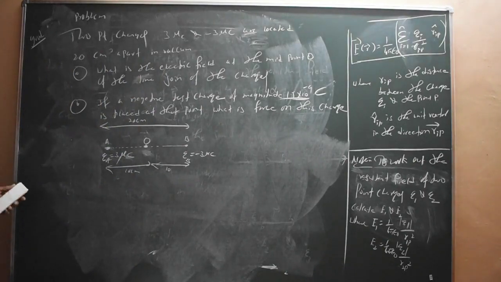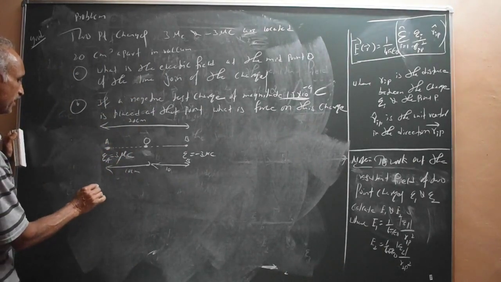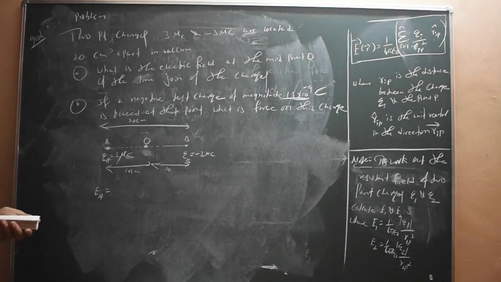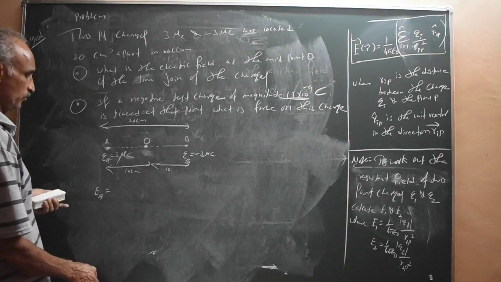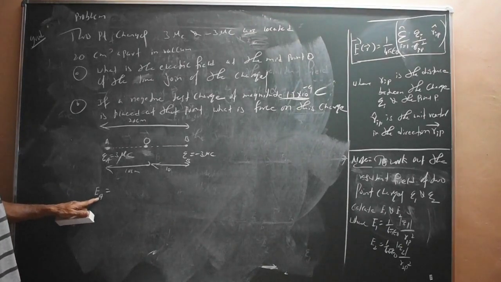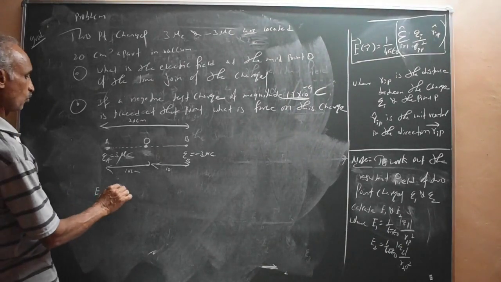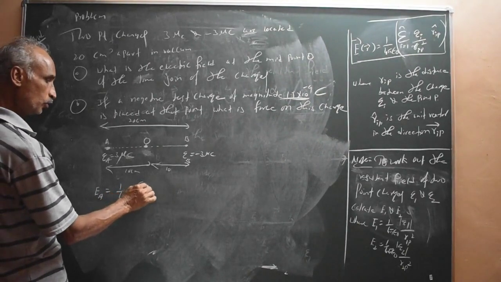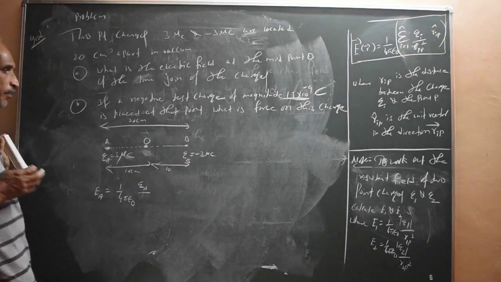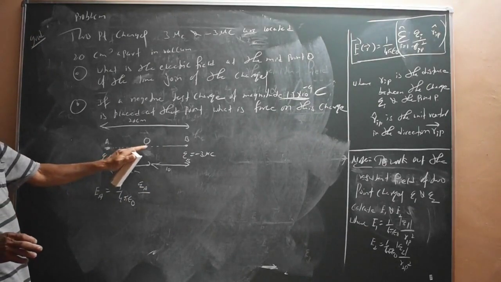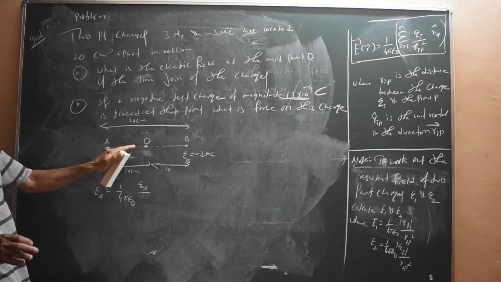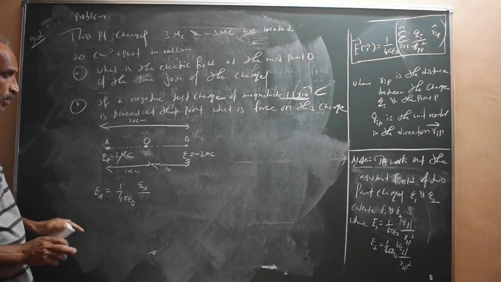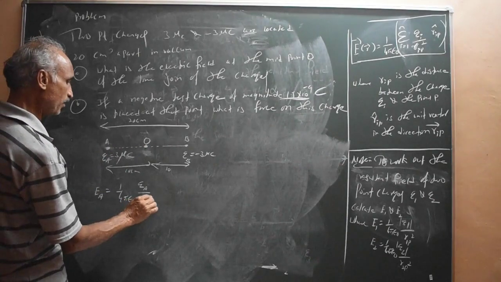Now, let us work out EA. EA is the field due to the charge QA. EA is equal to 1 upon 4 pi epsilon naught, that is QA, the charge QA, upon the distance between the point and the charge. I would like to get the field at the point O. Therefore, it is OA square of the distance.